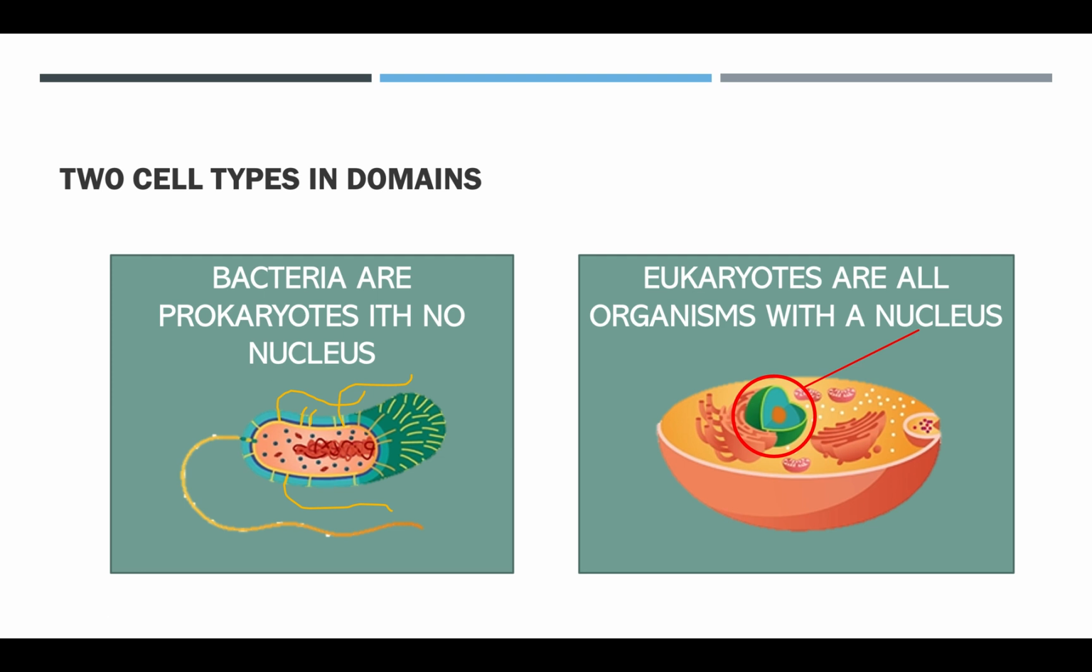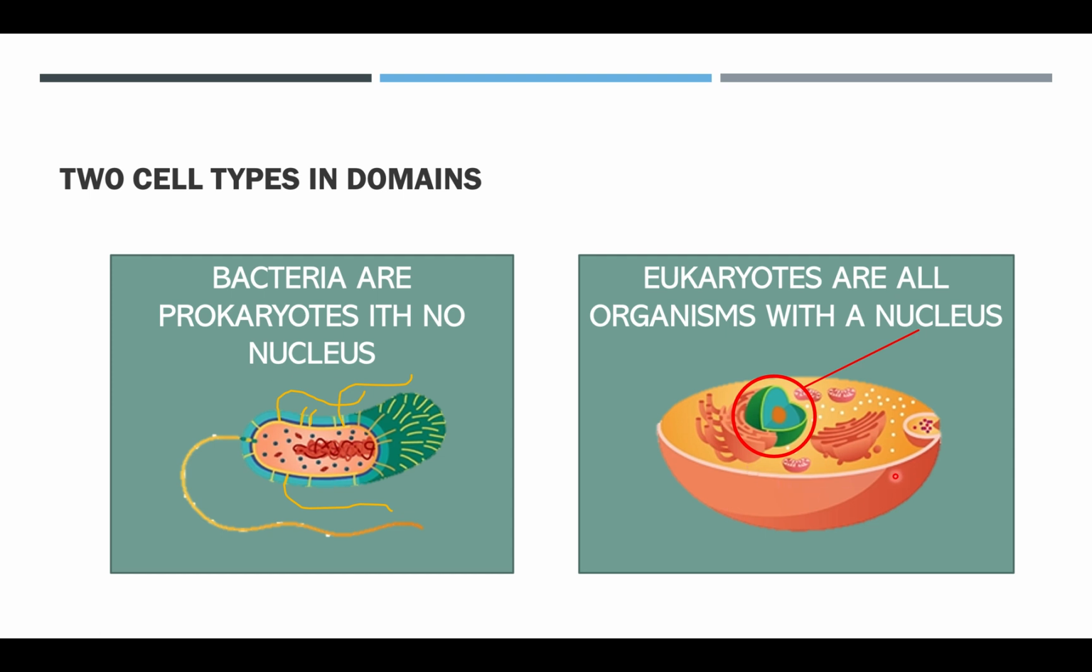So this slide is labeled two cell types in domains. Let's look at the left here. I have a little image as well as just a statement. Bacteria are prokaryotes, and this is supposed to say with no nucleus. Like we said, they have no membrane-bound nucleus. There's nothing there holding that genetic material in a certain spot.